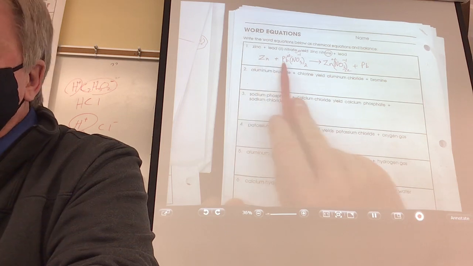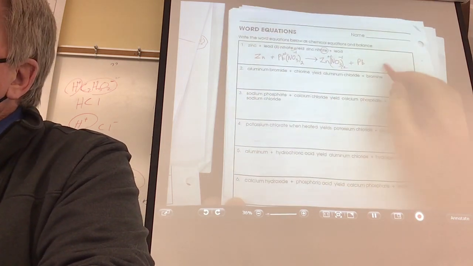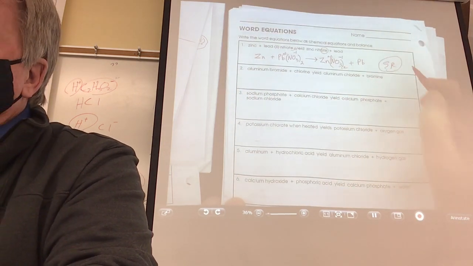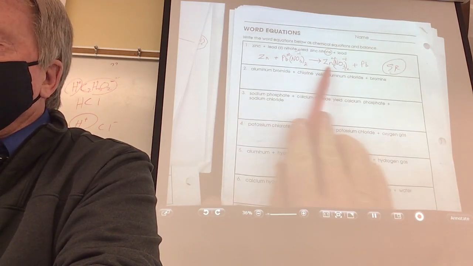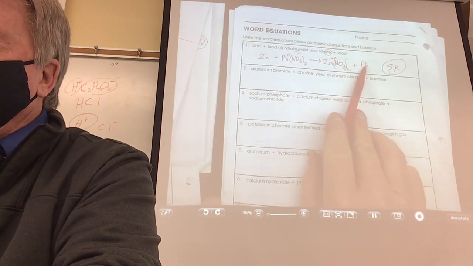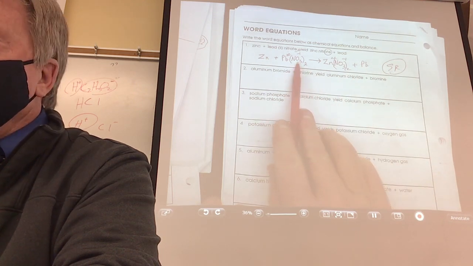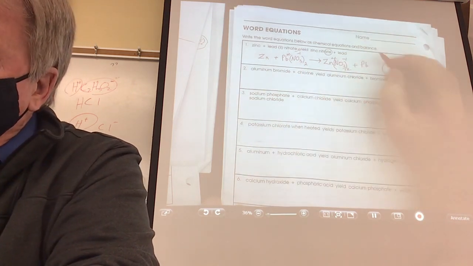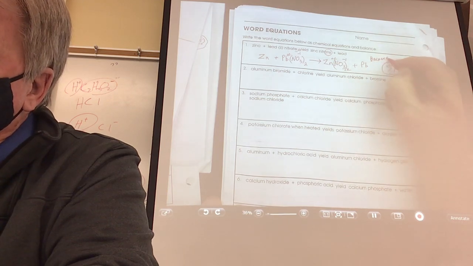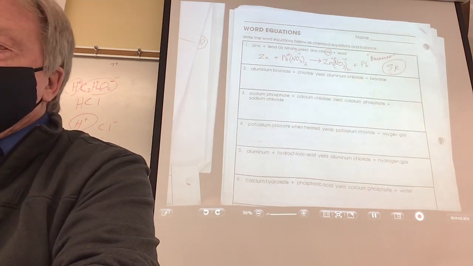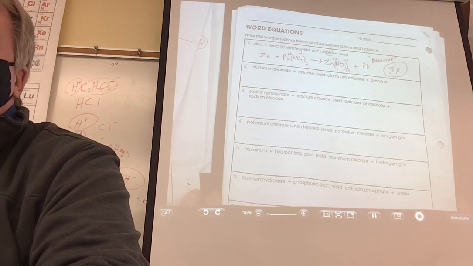A plus BC. What is it? Very good. Okay, now we have to balance it. Ready? 1 zinc, 1 zinc, 1 lead, 1 lead, 2 nitrates, 2 nitrates. I'm required to write the word balanced because it's already balanced. All right, what do you think?